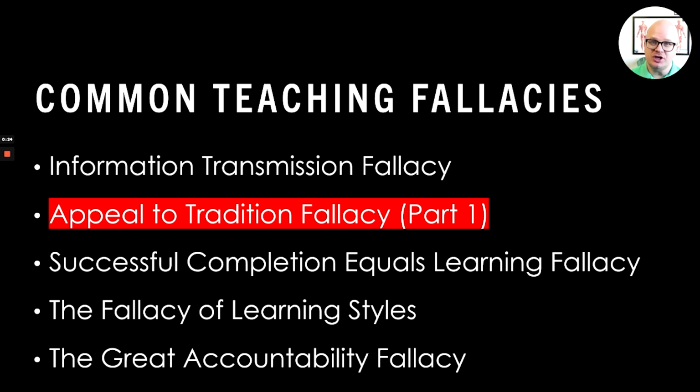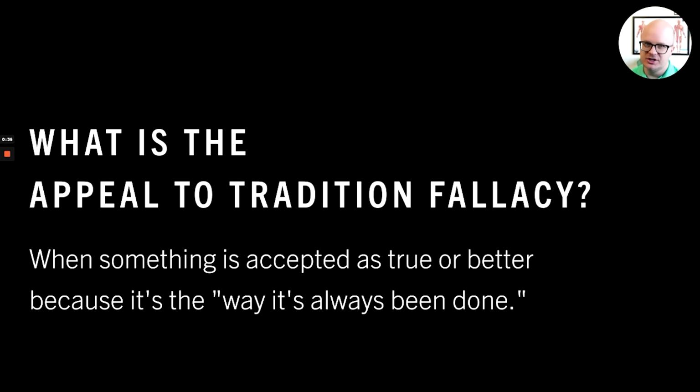All right, everyone. So, like I said, we're going to be talking about the appeal to tradition fallacy, and this is part 1 of this little video series, in our larger series on teaching fallacies. So, what is the appeal to tradition fallacy? Well, this is when something is expected to be true or better because it's the way it's always been done.